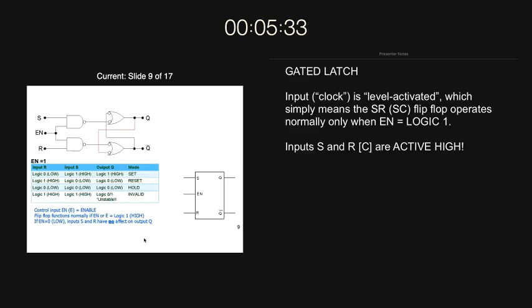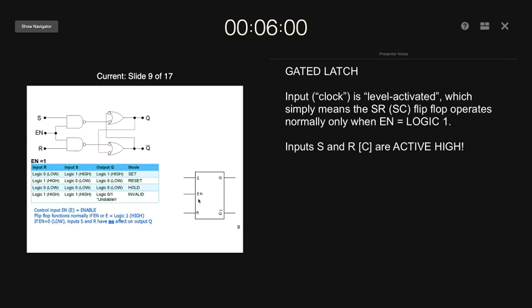Next, latches. Latches are used to capture and store, or hold, data. This is called the gated latch. This is the internal circuitry, and here is the schematic symbol. Basically, the gated latch behaves, if you just pretend the enable isn't there, like an active high input set-reset flip-flop, which we just looked at.